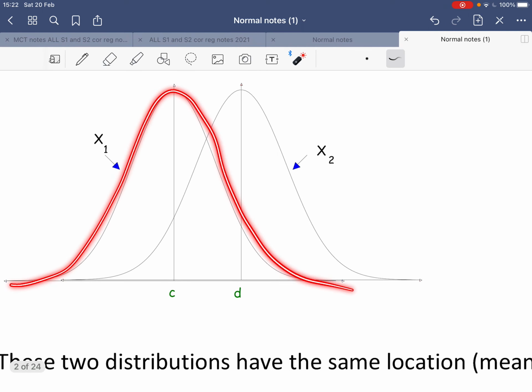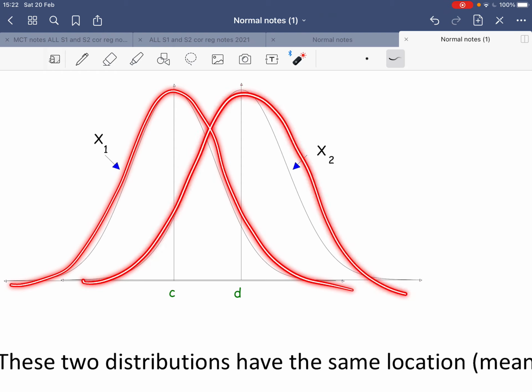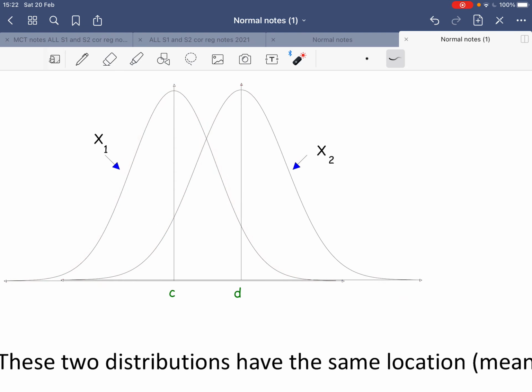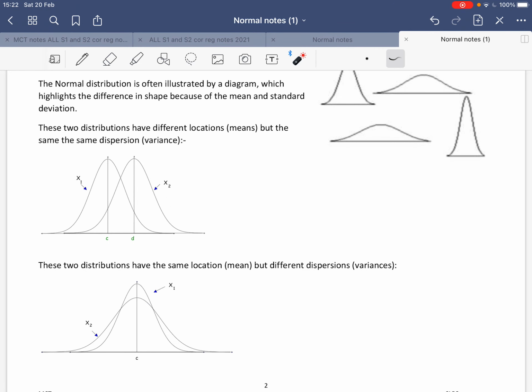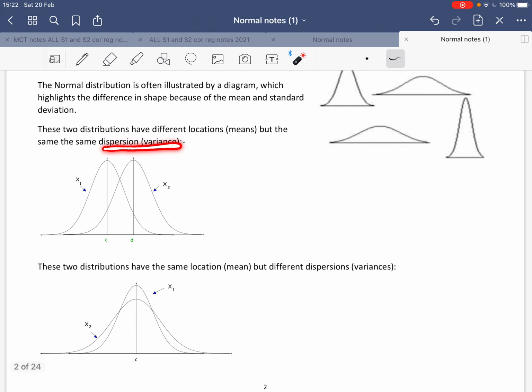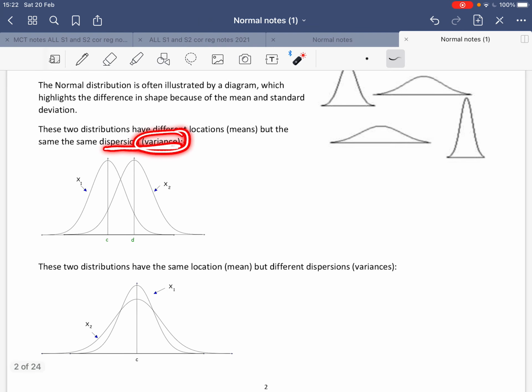These are both the same spread-outness as each other, okay? So these two have both got the same spread or the same dispersion, yeah? And we measure it with variance. Remember standard deviation and variance? So they've got the same variance, but they've got different means. So this one has got a lower mean than this one.